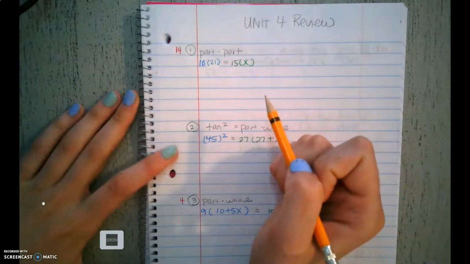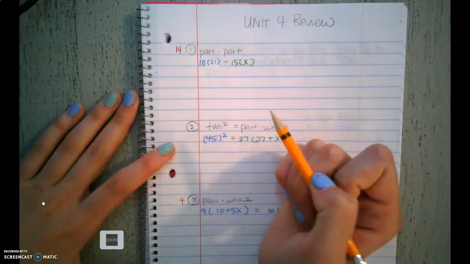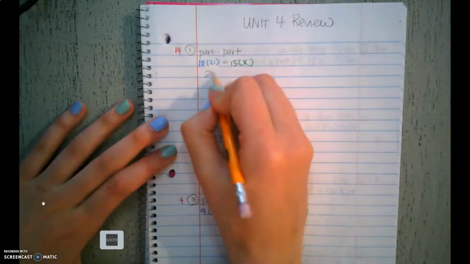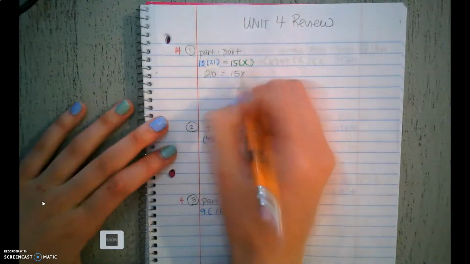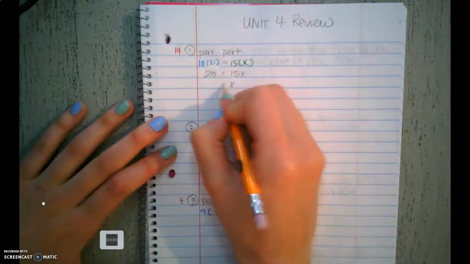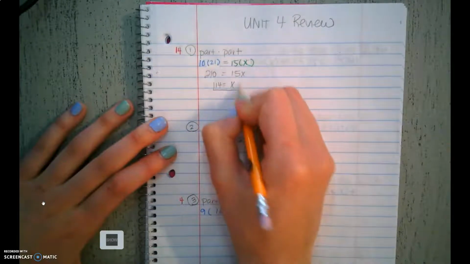The first problem here was part times part, so we must have had a chord. 10 times 21 is 210, and that's 15x. So if I divide by 15, I get x is equal to 14. That's the correct answer here.